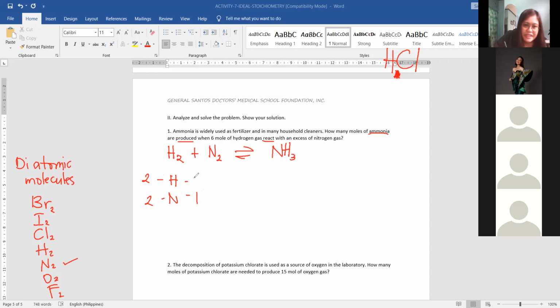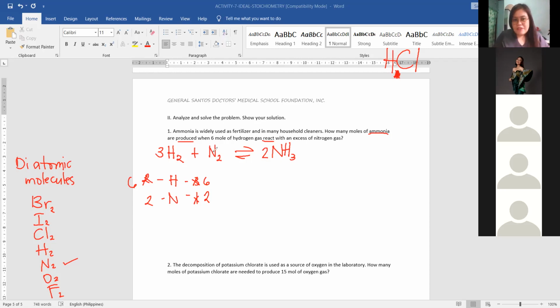Okay. So hydrogen is 3 on the product side. To balance it, we can put a 2 here so that hydrogen will become 6, and put a 3 on the other side so that this becomes 6 also. Now what happened to our nitrogen? It becomes 2 here, which means it is balanced. So this is now the balanced equation for the first problem.